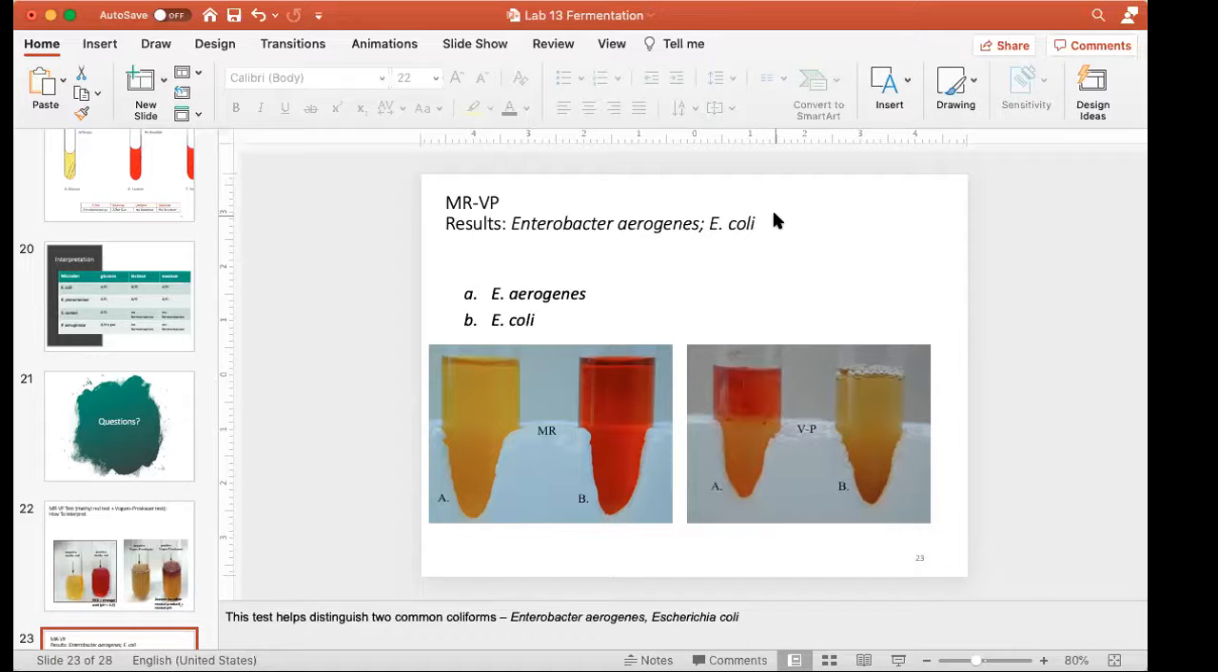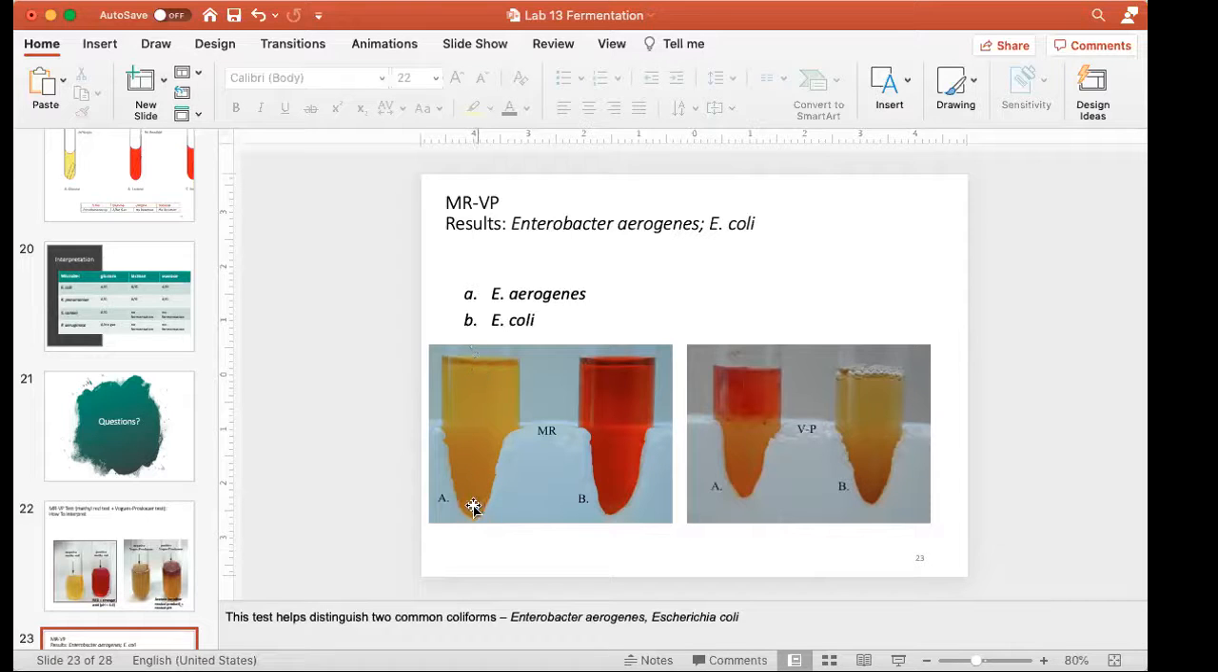If I ran an OF test, it would be the same for both of them. If I ran a carbohydrate fermentation test, it would be the same for both of them. So how in the world do you tell them apart? Well, it turns out for these two organisms, one of the ways we can tell them apart is with the MRVP test. So what you're looking at over here on the left are the MR tubes, and over here are the VP tubes. Now it's a little confusing in the picture, so let me explain. These are the tubes that came out of the incubator after incubation and after the reagent was added.